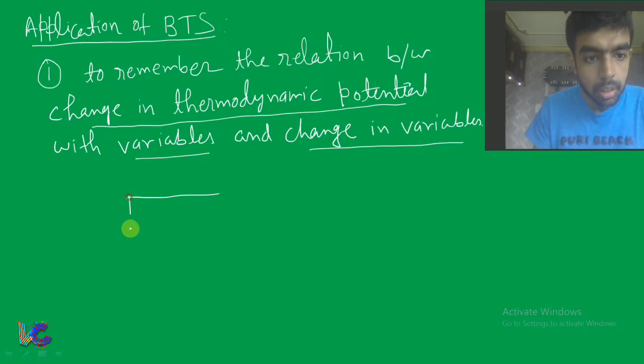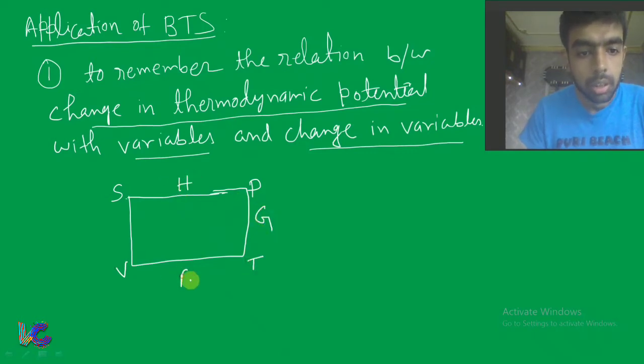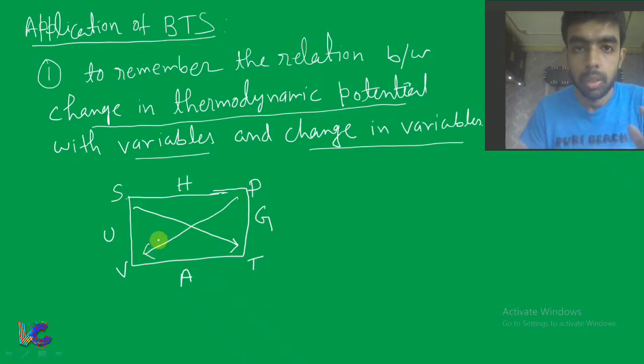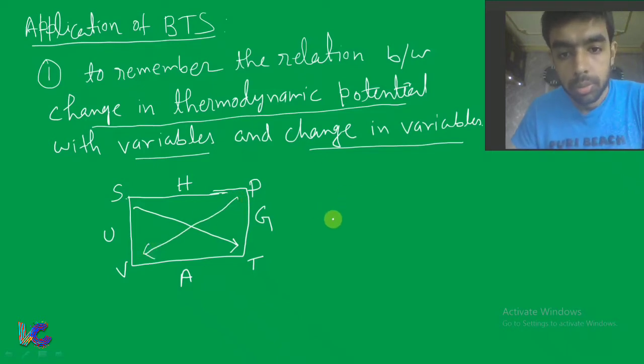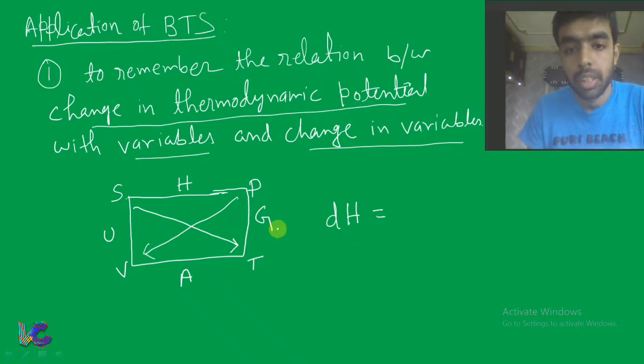Please understand it carefully. I will do one, then you will be able to solve the other ones. So this is my Born square with U, H, G, A, and the arrow is from S to T and the arrow is from P to V. Fine, this is the square. Now suppose I want to get the expression of dH, that means the change in thermodynamic potential.